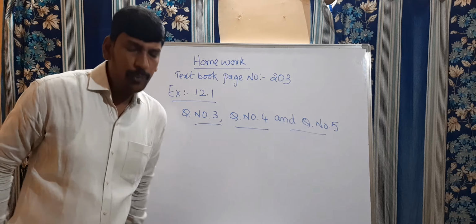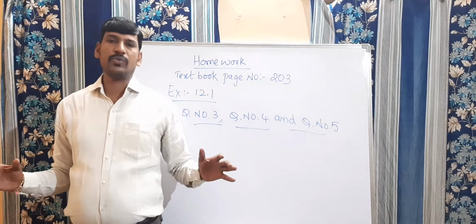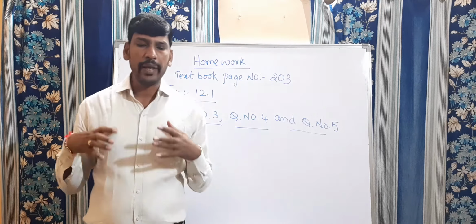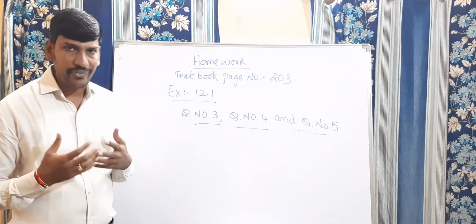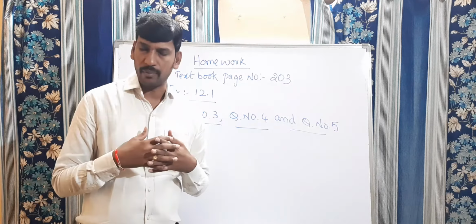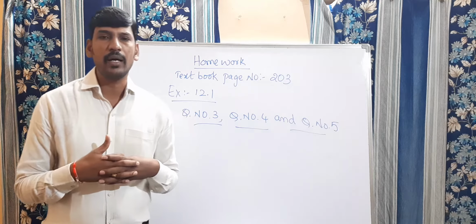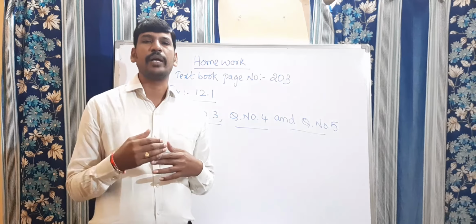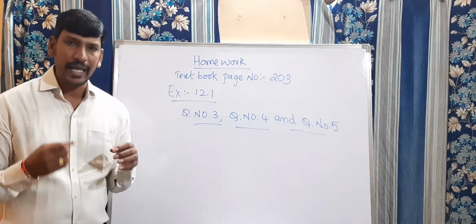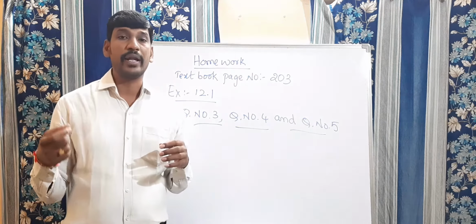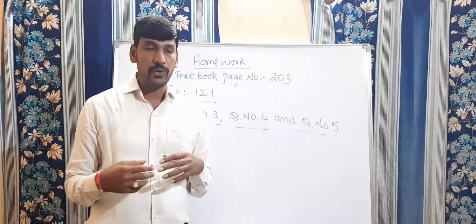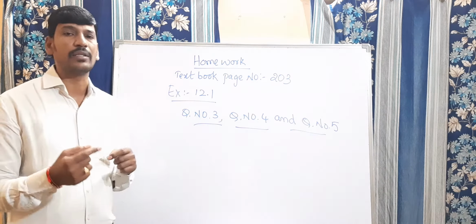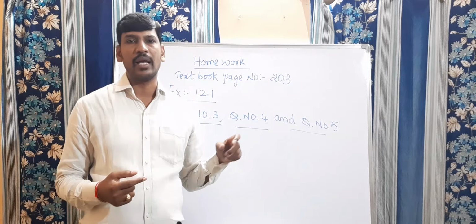Alright children, I hope you understood that today whatever we discussed, that is, area of triangle, to find the area of a triangle by using Heron's formula. Okay, what is Heron's formula? Under root of s into s minus a into s minus b into s minus c. In that, s is nothing but the semi-perimeter, where s is equal to a plus b plus c by 2, and a, b, c are the sides of the given triangle.